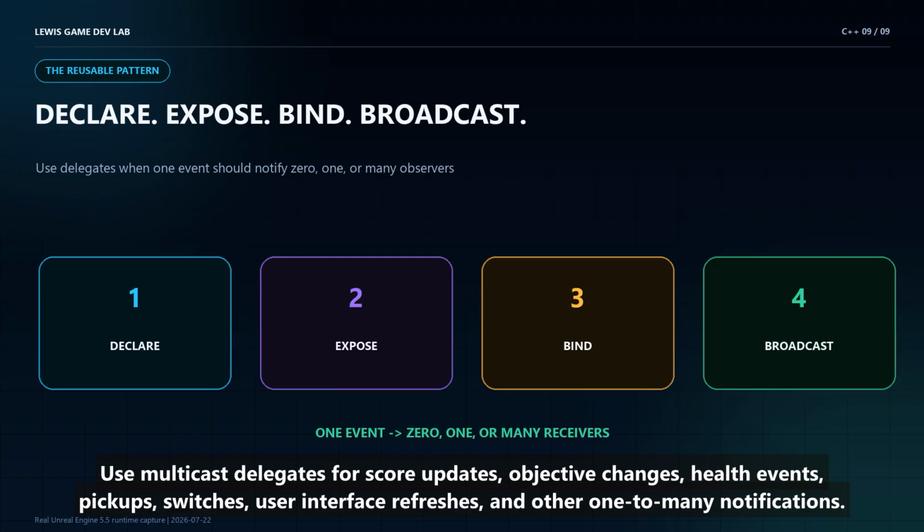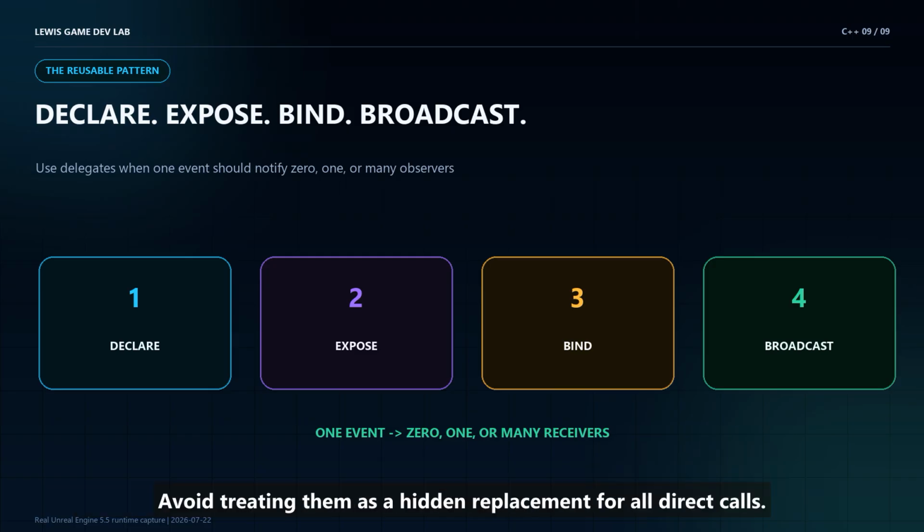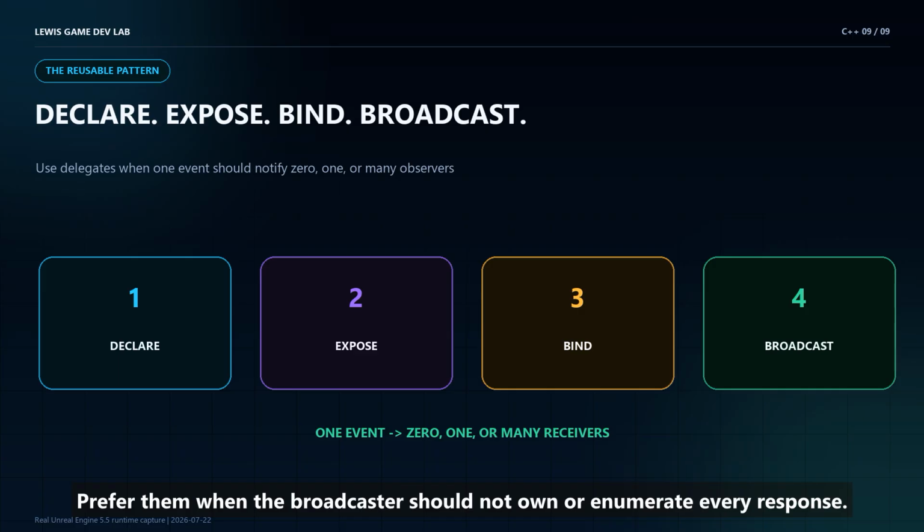Use multicast delegates for score updates, objective changes, health events, pickups, switches, user interface refreshes, and other one-to-many notifications. Avoid treating them as a hidden replacement for all direct calls. Prefer them when the broadcaster should not own or enumerate every response.